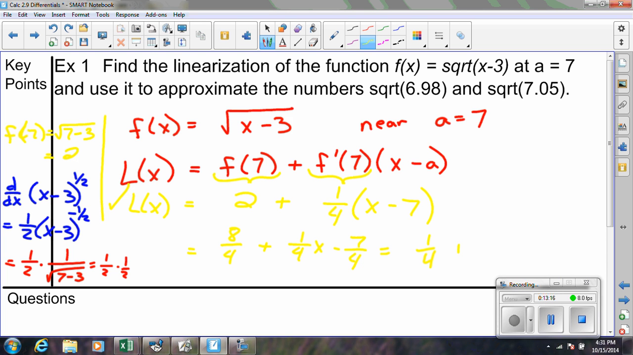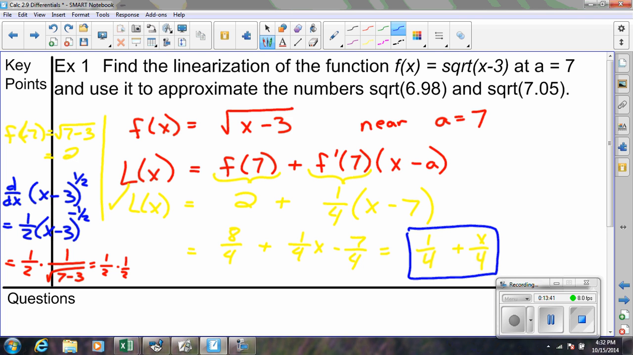And instead of writing 1/4 x, I'd rather just write it as x over 4 and then say, this is my linearization, which is an equivalent form to our first line in yellow, but it's still just a little bit simpler. It's a little bit easier. I'd prefer to work with this.